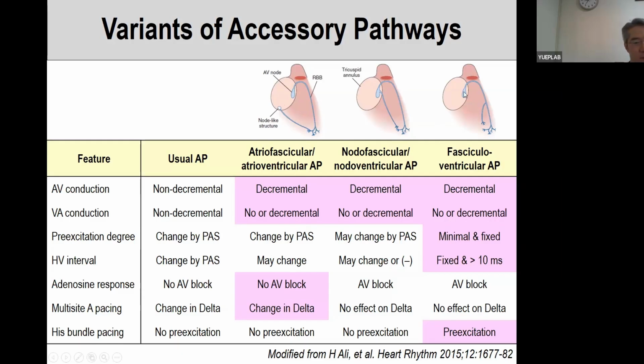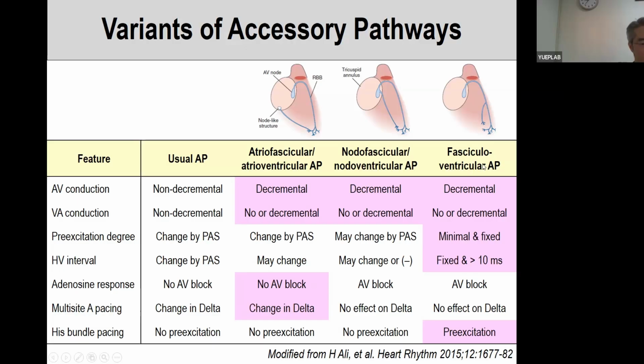However, with the fasciculoventricular pathway, there is only one connection between atrium and ventricle. So there is no competition for ventricular excitation. That's why the pre-excitation degree is minimal and fixed, and the HV interval is also the same. The pre-excitation degree and HV interval mechanism of change is almost the same. And next, adenosine response.